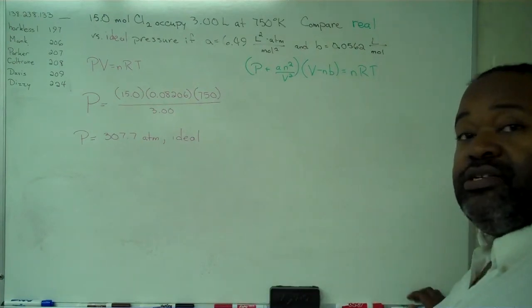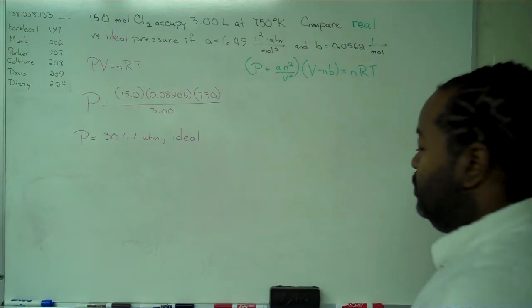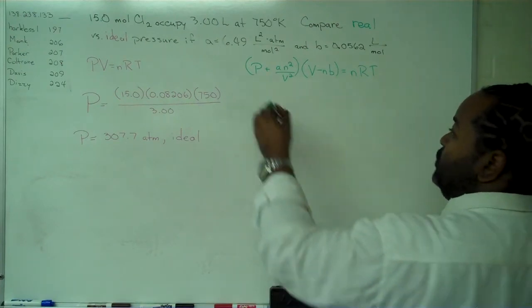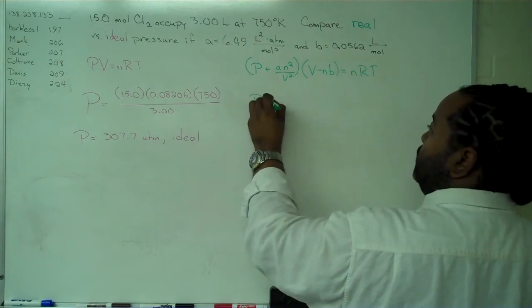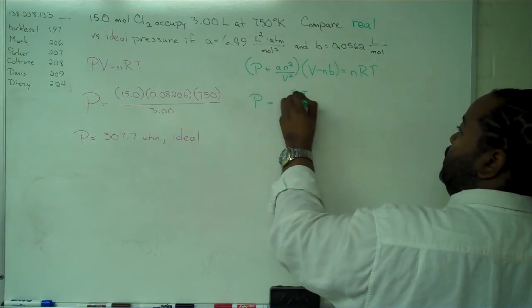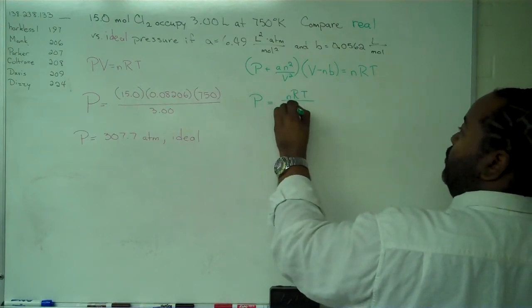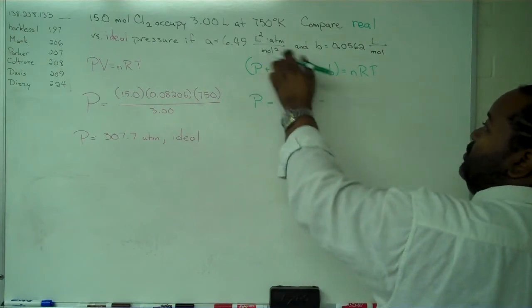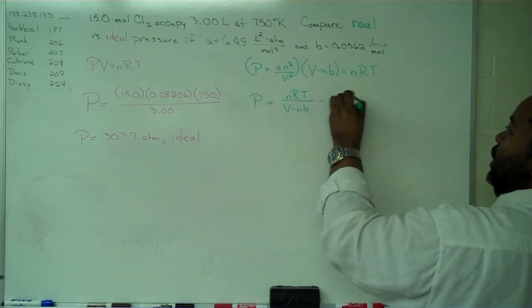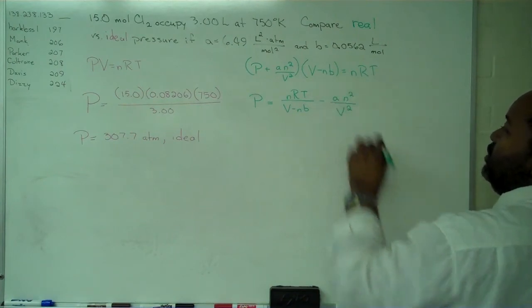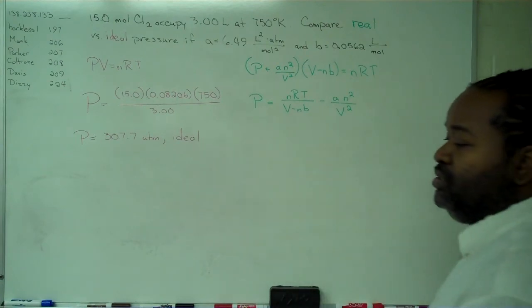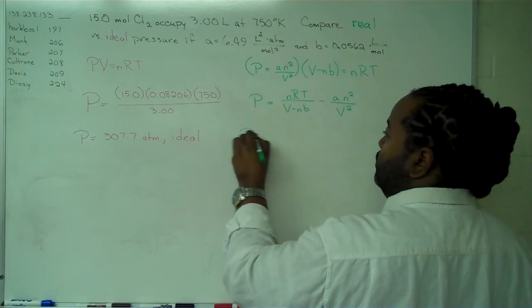Now, in order to do the comparison, we'll need to solve the van der Waals equation to express everything in terms of pressure. And that's relatively straightforward algebra to do. We have P equals nRT over our volume term, V minus nb, and we subtract off our interaction term, an squared over V squared. And so now we can substitute in all of our values and determine a quantity for the pressure under real gas conditions.